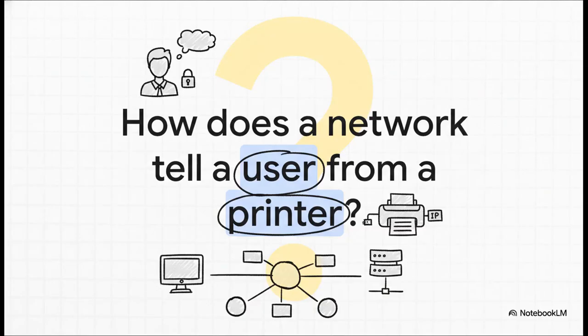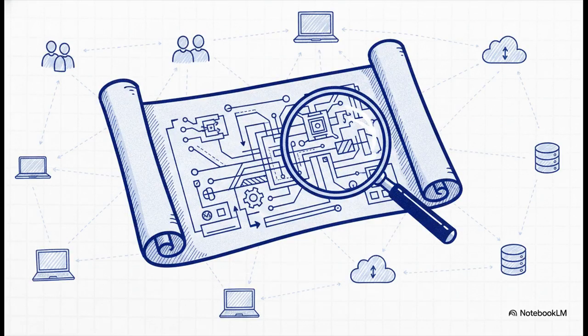Okay, so have you ever stopped to think about this? How does your network actually know the difference between a user and, say, a printer? I mean, when you add a new person, it asks for a password. When you add a printer, it looks for an IP address. How does it know which is which? Well, the answer to that question, it all comes down to this hidden master blueprint.